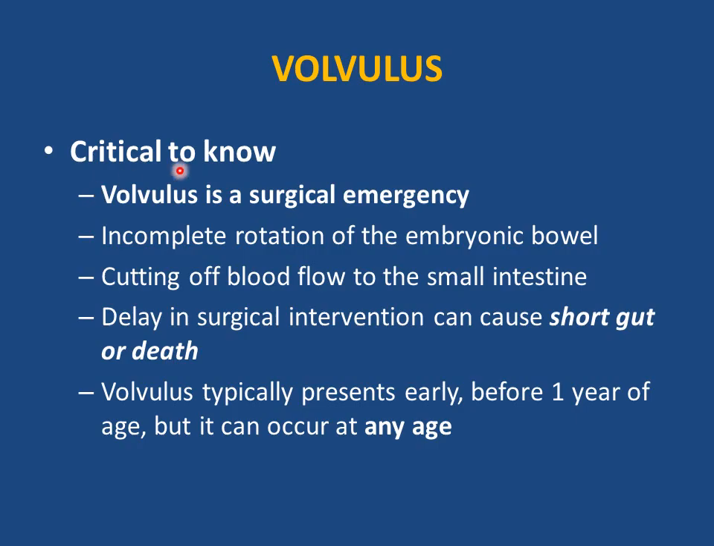Volvulus. It is important to know that volvulus is a surgical emergency and must be considered in any child presenting with persistent bilious vomiting. It is incomplete rotation of embryonic bowel with cutting of blood supply to the small intestine, which can cause necrosis and gangrene of the small bowel. Delaying the surgical intervention is not acceptable and can cause short bowel syndrome or even death. Volvulus typically presents early in life, before 1 year of age, but can present at any age. Also know that absence of bilious vomiting does not rule out volvulus, especially if the obstruction is above the duodenum.